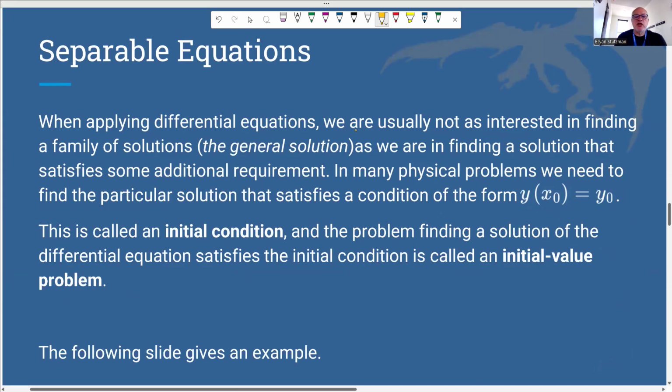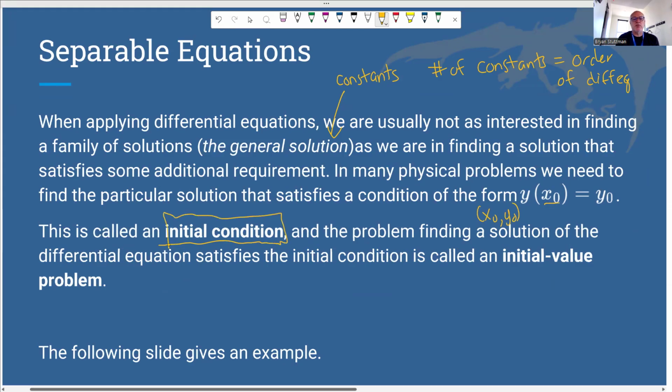Now, we can have a general solution. The general solution has arbitrary constants, and the number of constants equals the order of the differential equation. So if we have a second order differential equation, we'll have two constants. If we have a first order, we'll have one constant. But given an initial condition, knowing my y value at some x value is y0, so I know it goes through some point x0, y0, that lets me find a specific solution.